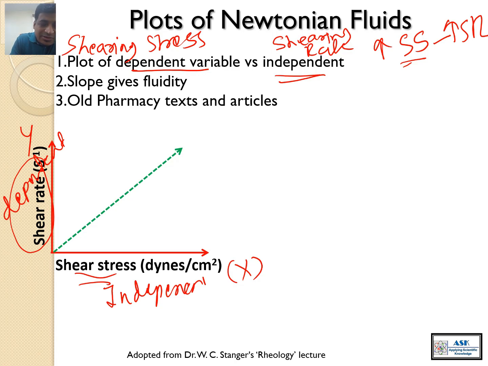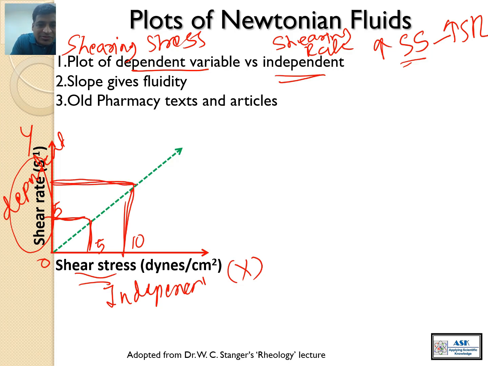What did Sir Isaac Newton find? Well, at zero nothing is happening. But when he increased the shearing stress, he found that shearing rate increased. So let's take an example. If we apply 5 dynes per centimeter square shearing stress, I don't know what he found, but let's say for one liquid we have a 5 second inverse shearing rate. When I increase the shearing stress by double, like 10 dynes per centimeter square, the shearing rate might be double.